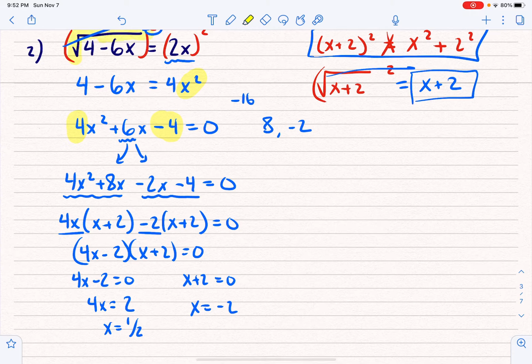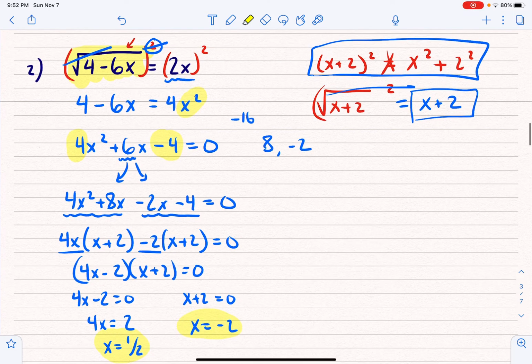Anytime you've got a radical in your problem, you've got to take these solutions and plug them back in because they might not work. See, when you square something, it invites what's called extraneous answers that don't always work. So I could say 4 minus 6, oops, I forgot the 6. Said it, but I didn't write it.